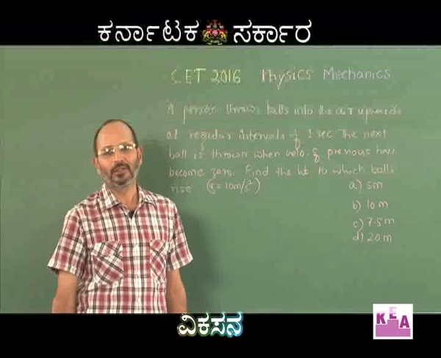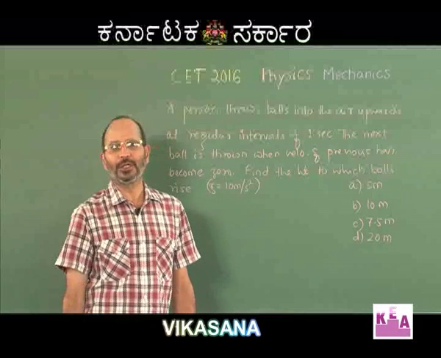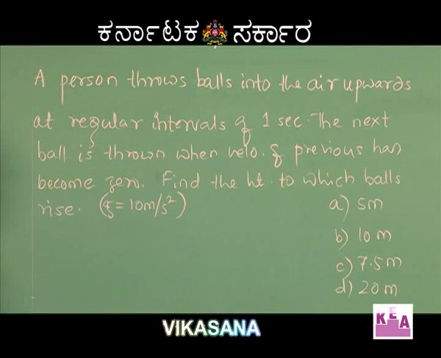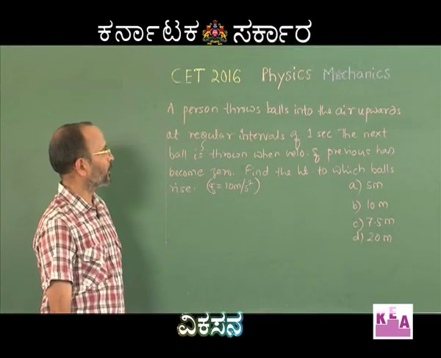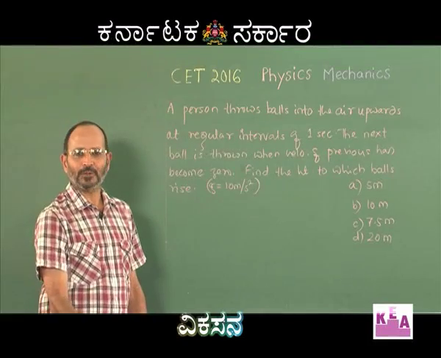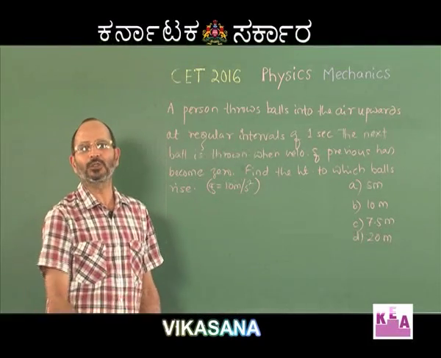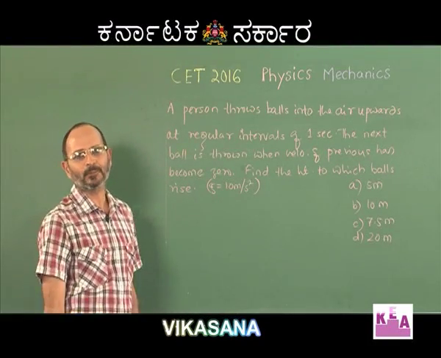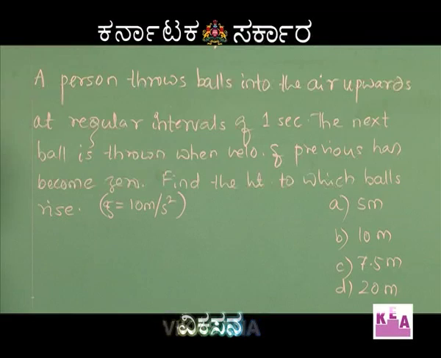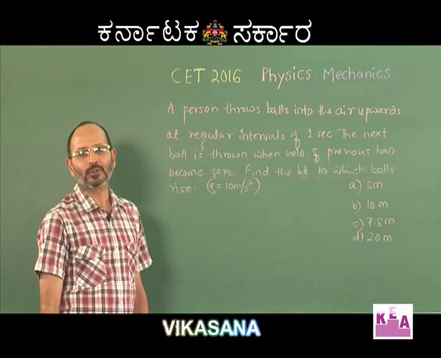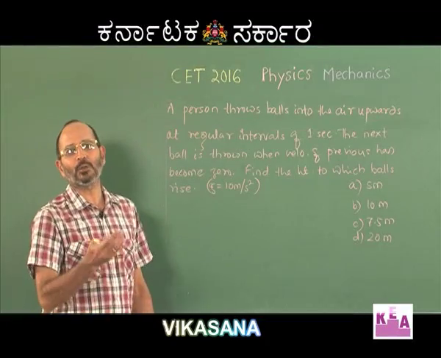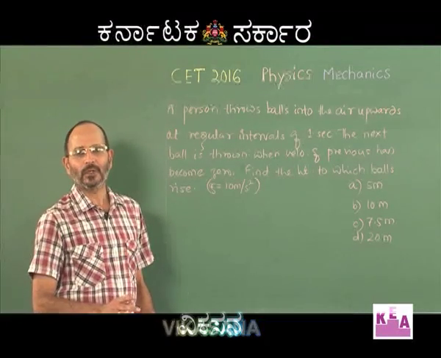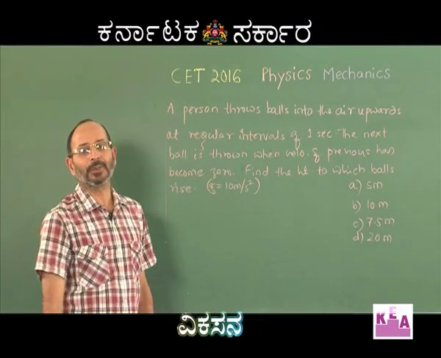See, this is the question. There are two things that you can notice here. The first one is the balls are being thrown upwards at regular intervals, and that interval is 1 second, which means after having thrown the first ball, the next ball is going to be thrown after a gap of 1 second. The second assurance is that only when the velocity of the previous ball has become 0, the next one is going to be projected. So the time which the first ball has got is 1 second, and in that time it has exactly reached the maximum height.